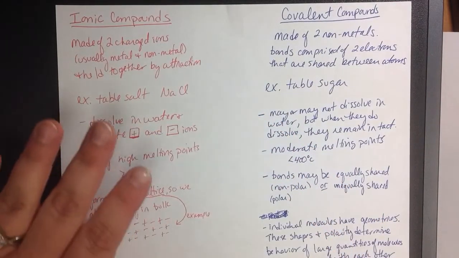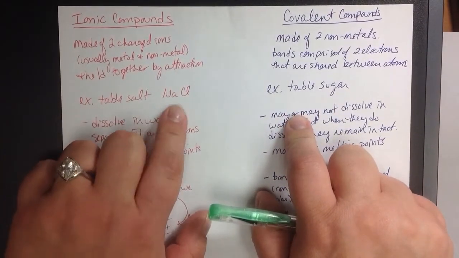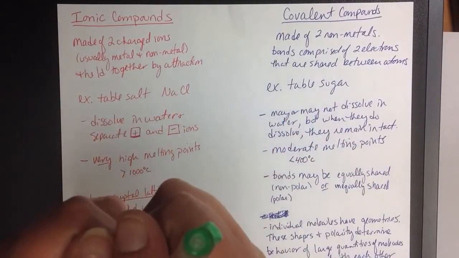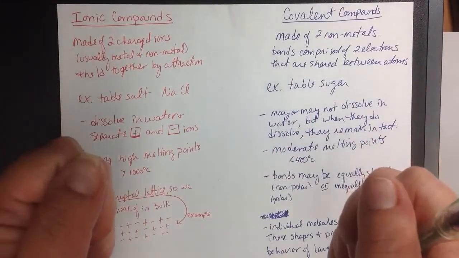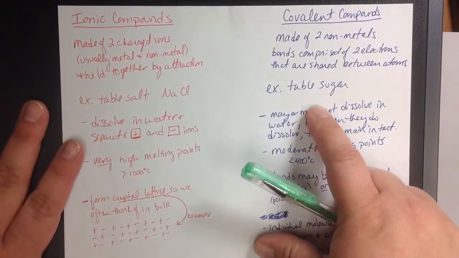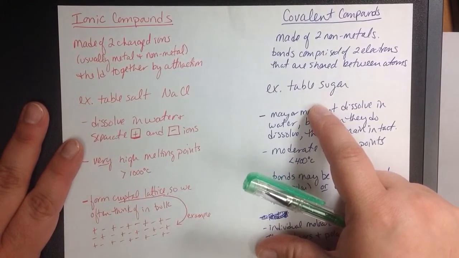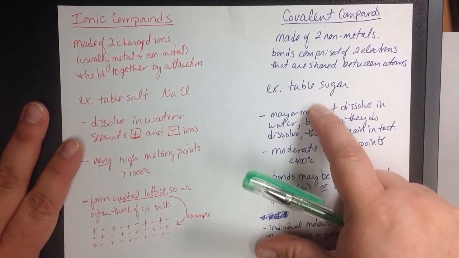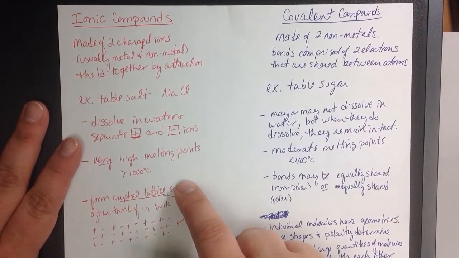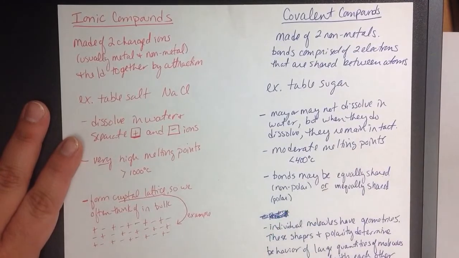Both of them can dissolve in water, depending on what it is. Most salts do, and the salts separate into positive and negative ions. Table sugar will be an example of a covalent compound. It does not separate. They stay intact. Okay? Ionic compounds have very high melting points. The melting points for covalent compounds are usually much smaller than that.